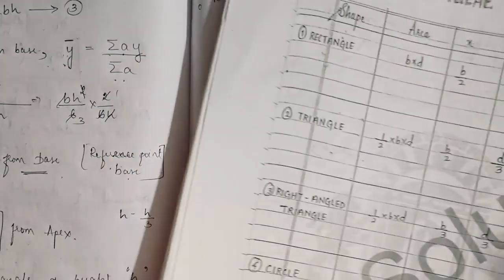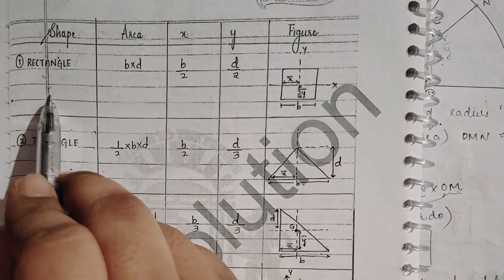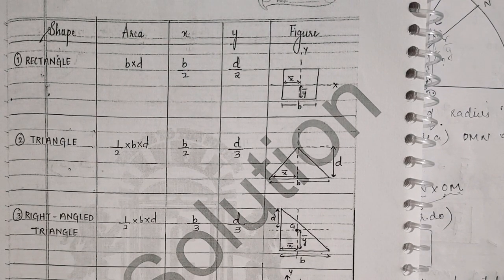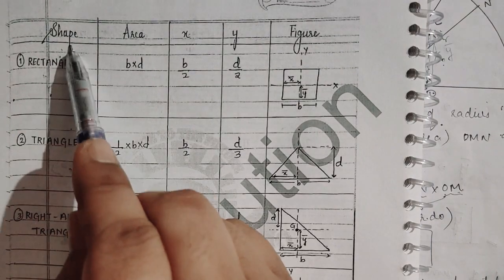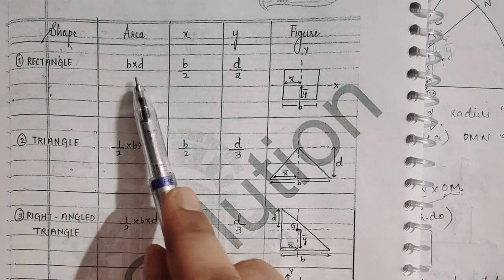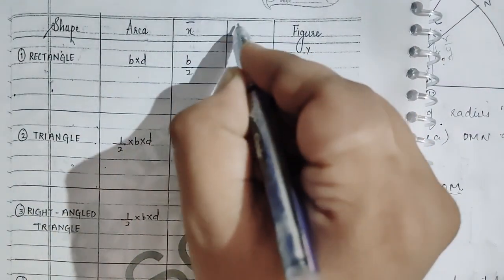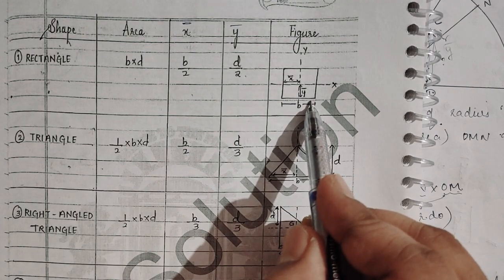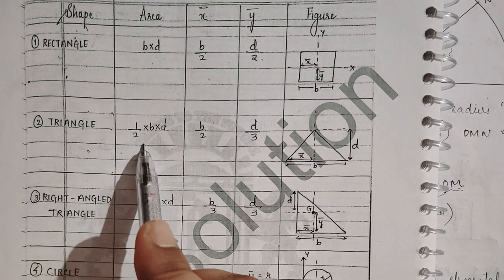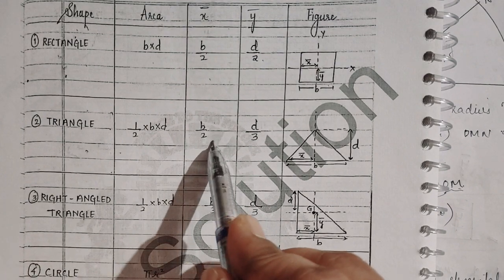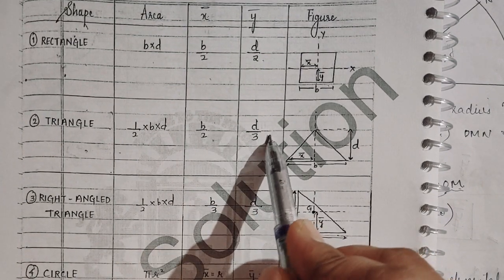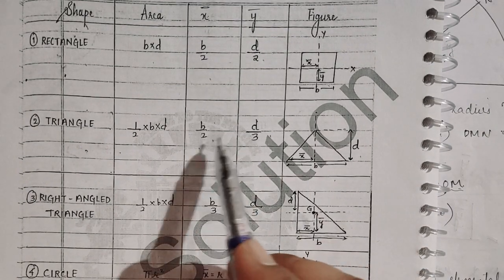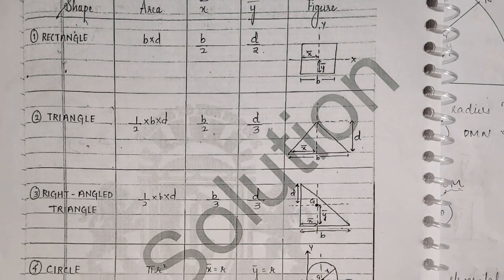So I have collected some of the formulas here. I'll attach this formula list in the link, downwards, you can download that. So the shape is rectangle, area is b into d. What is the centroid distance? This is x bar distance, this is y bar distance, that is b by 2, d by 2. The figure is like this. When we come to triangle, half into b into d, so x bar is b by 2, y bar is d by 3.